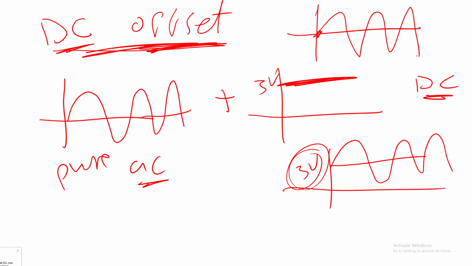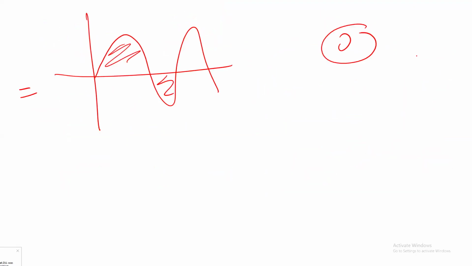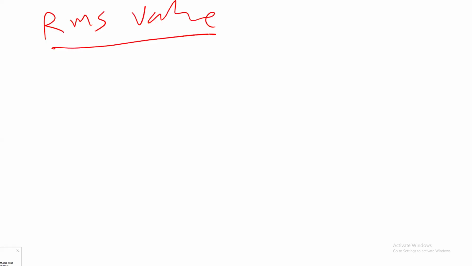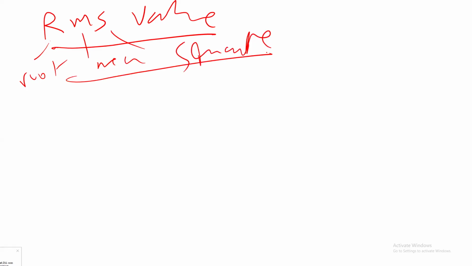Let me go back here. The last thing I want to explain, the last parameter, is the RMS value. What is the meaning of RMS? First of all, RMS means root mean square. I'm going to tell you simply what it means, or first of all, how you can calculate it. So let's see here.